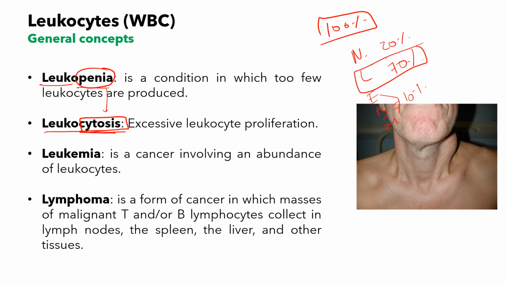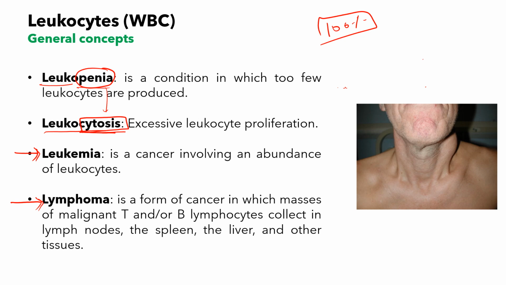lymphocyte elevation predominantly, that makes you think viral infection. If it's the neutrophils, maybe 80% versus 20, that tells you, oh, neutrophils, bacterial infection. Or if you start seeing eosinophils and basophils or monocyte elevation, then you say, well, maybe it's allergies or parasitic or chronic diseases. Now, the terms leukemia and lymphoma are something that even medical students sometimes confuse because both are cancers related to the immune system.